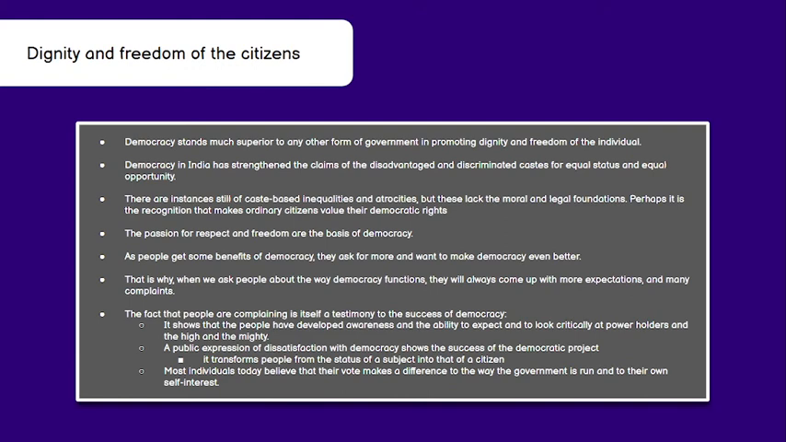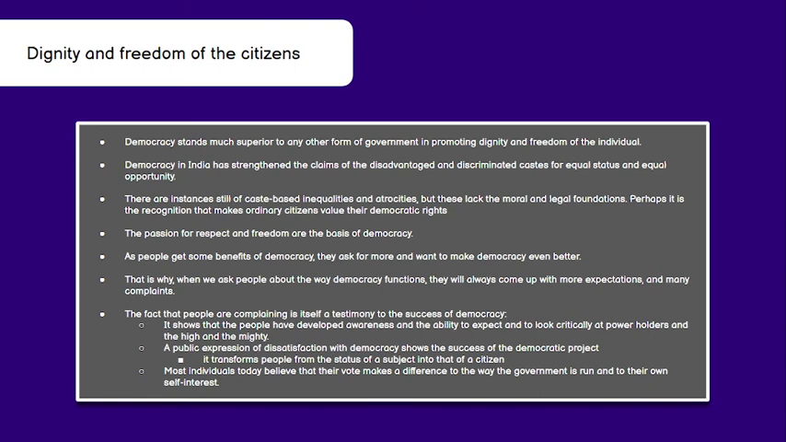As people get some benefits of democracy, they ask for more and want to make democracy even better. So by this we can understand that they get involved in democracy and want to make it better. So this is the success of democracy. The fact that people are complaining is itself a testimony to the success of democracy. Why? Because it shows that the people have developed awareness about it and the ability to expect and to look critically at the power holders, the high and the mighty. Right? So we can look critically and expect better results from those who hold power and who are in high and mighty positions.